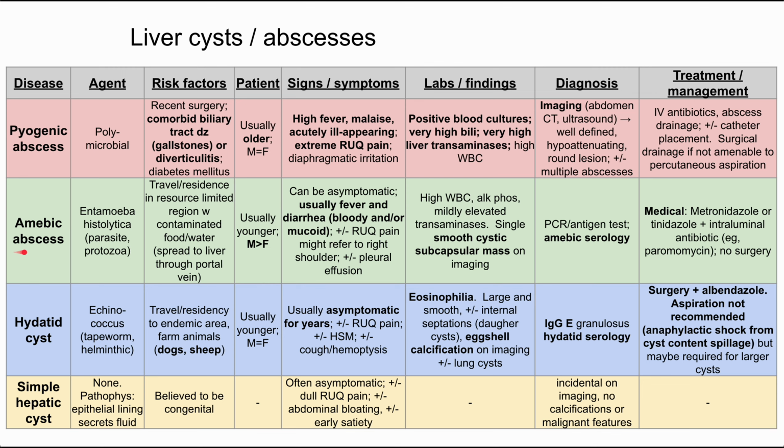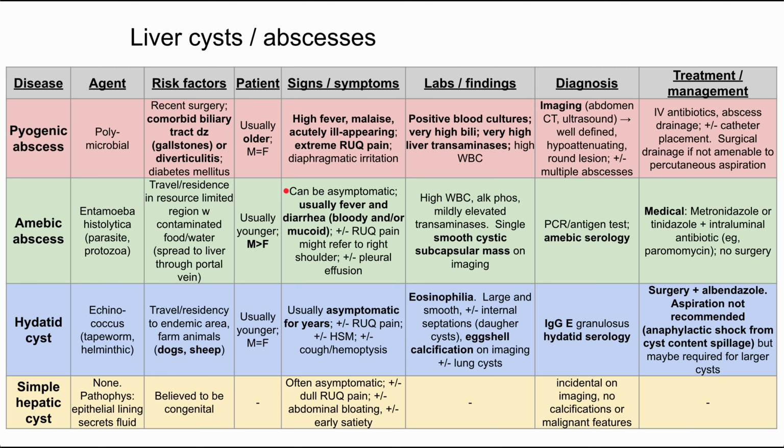So next is amoebic abscess. The agent here is Entamoeba histolytica. This is a parasite, a protozoa. The risk factors here are travel or residence in a resource-limited area with contaminated food and water. So this is a gut bug that you end up eating that spreads to the liver through the portal vein. This usually presents in younger people, men more than women for some reason.